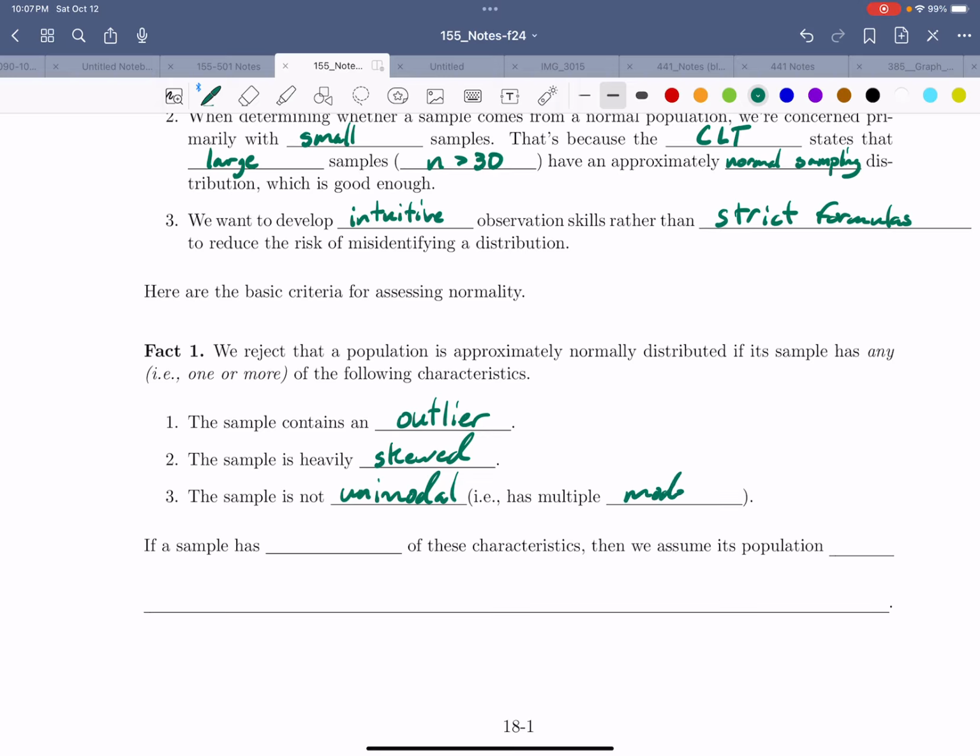has multiple modes. So, we understand what an outlier is. It's an extreme value in either the high or low direction. The sample is heavily skewed when it's got a big tail to the left or the right. And of course, it's not unimodal if it's got multiple modes, maybe bimodal, trimodal, etc. If a sample has none of these characteristics, then we assume its population is approximately normally distributed.